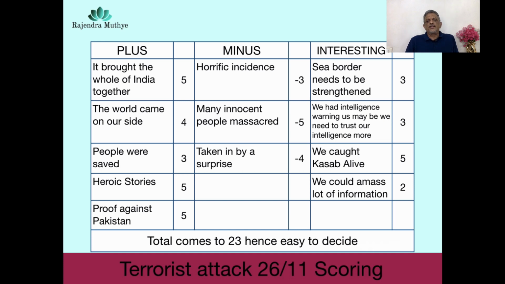So I am going to take the terrorist attack of 26/11 in Mumbai. So what are the pluses about it? It brought the whole of India together.